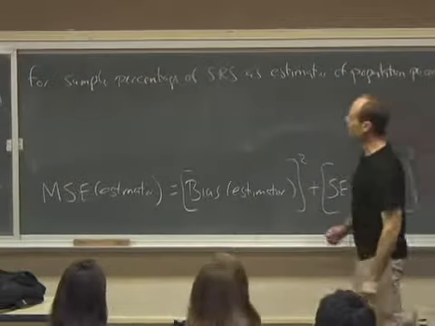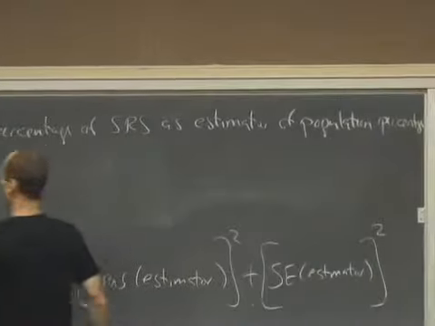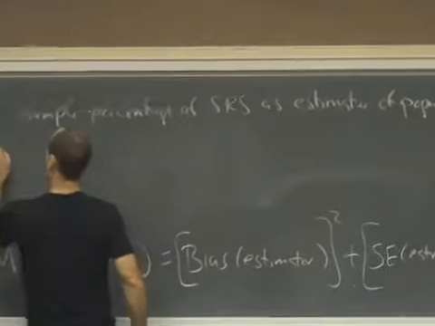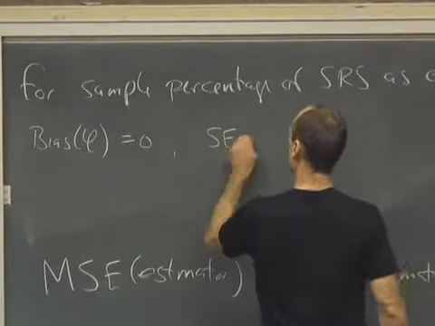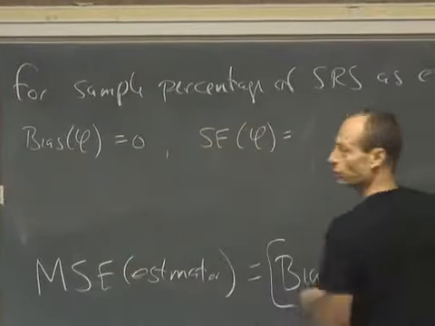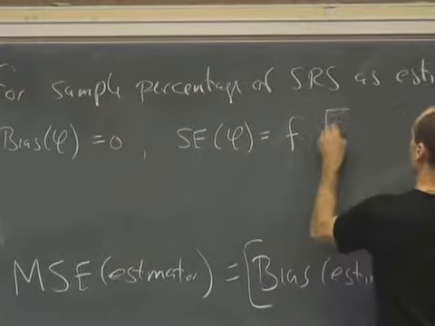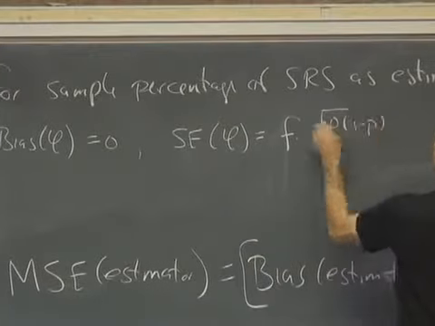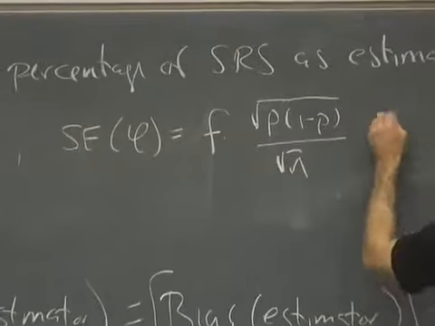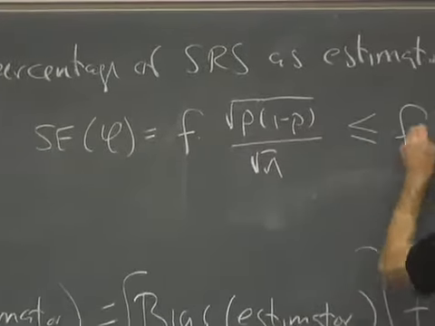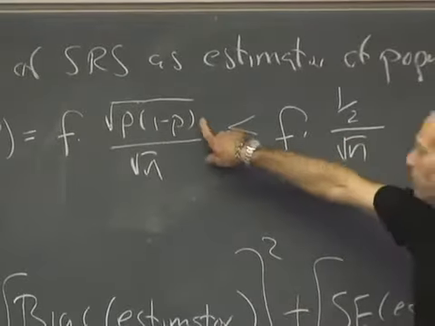So for the sample percentage of a simple random sample as an estimate of the population percentage, what do we know? That the bias of that estimator is 0. The standard error of the estimator is equal to f times the square root of p times 1 minus p over root n. And we know that that is less than or equal to f times a half over root n, right? Because we know that this can't be bigger than a half.